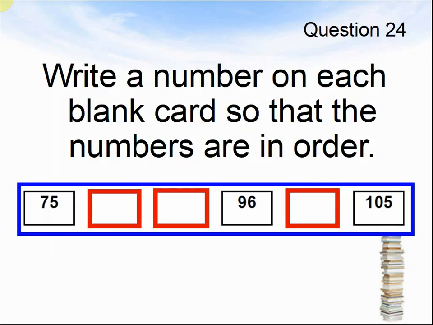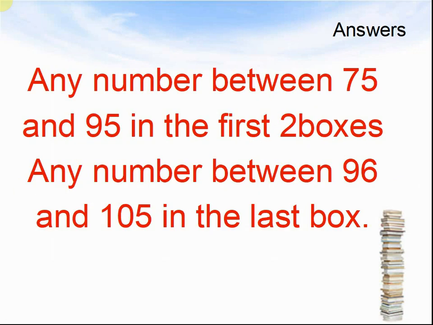Question 24. Write a number on each blank card so that the numbers are in order. Pause the video until you are ready to see the answers. Here come the answers. The answers are any number between 75 and 95 in the first two boxes. Any number between 96 and 105 in the last box. Let's look at the next question.